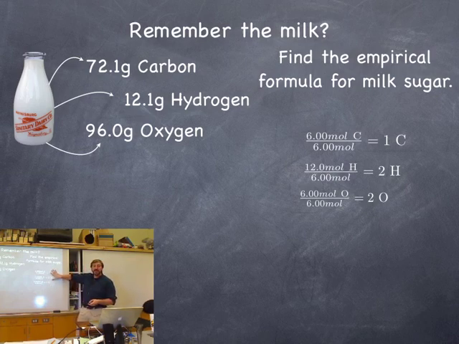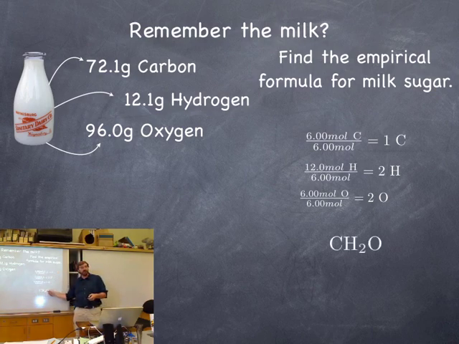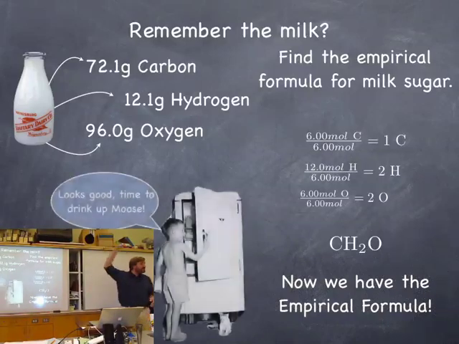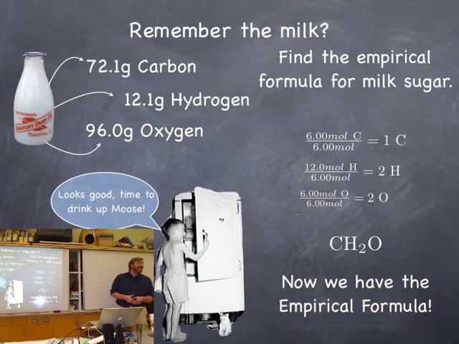Now, what does this mean? What is my empirical formula? CH2O. Okay, could be formaldehyde. That would be the chemical formula for formaldehyde. We've got the empirical formula. Jimmy's good to go, right? But wait a sec.